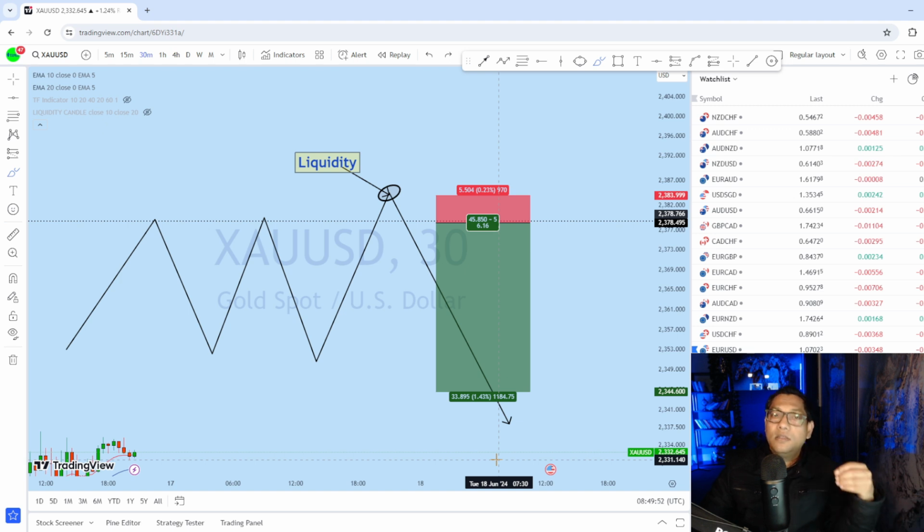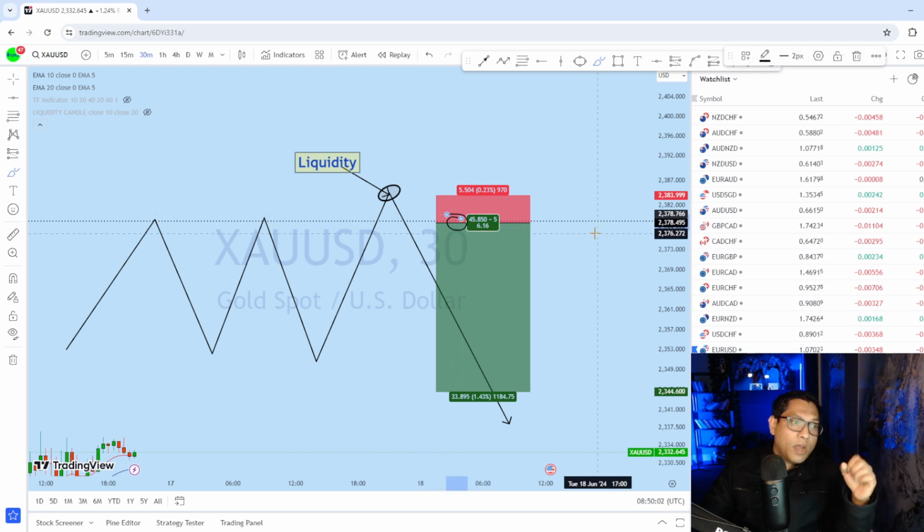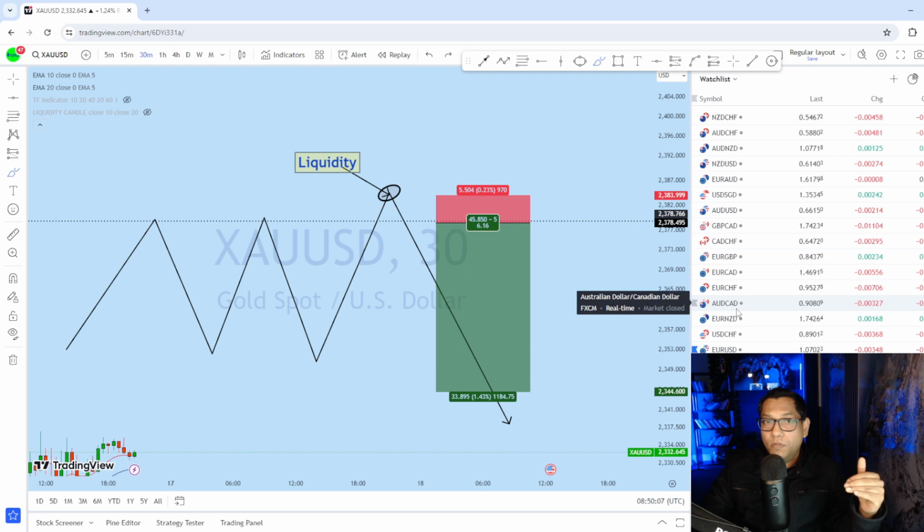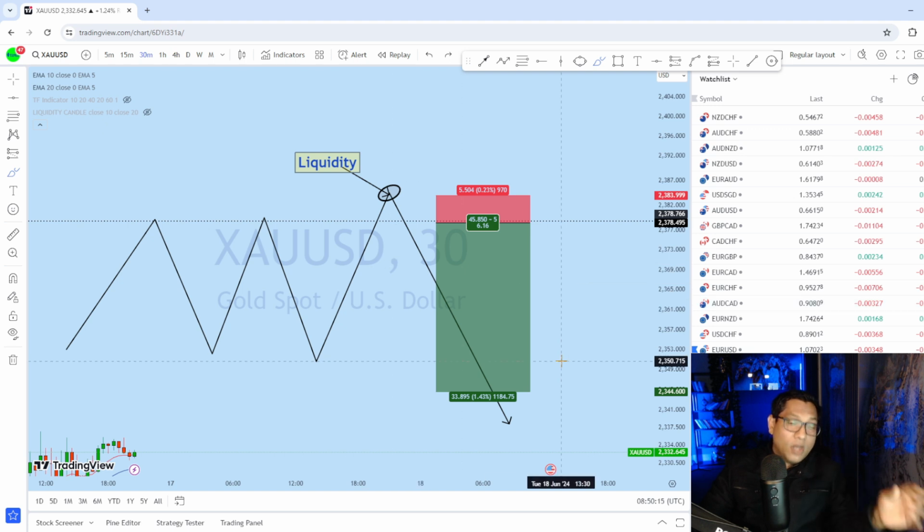What else? The next thing is patience. When you have patience, you can wait for that to happen, because here most traders will be stopped out because of impatience. So this is also a very important part of trading with liquidity. Now you understand the theory.